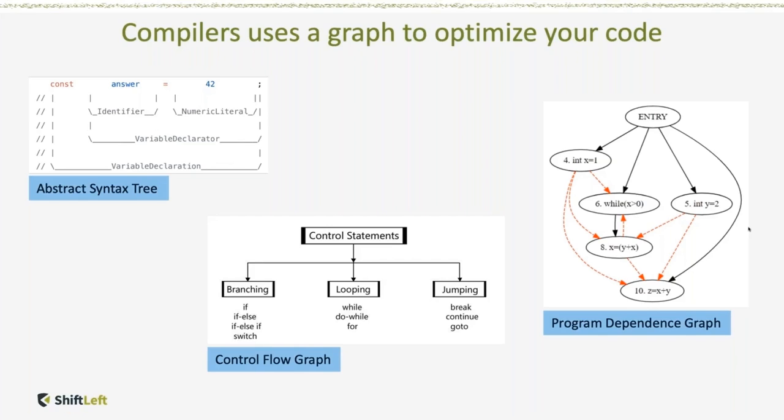So on the far left, you see const answer is equal to 42. 42 is tagged as a numeric literal. Answer is an identifier. Const is a variable declaration. And then we have an operator, an assignment happening. After the first step, which is adherence to the grammar, the syntax tree is completed.